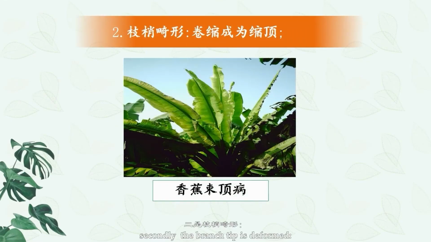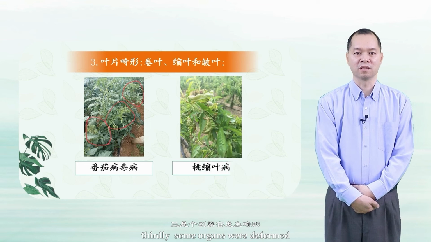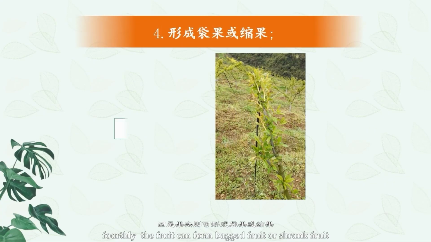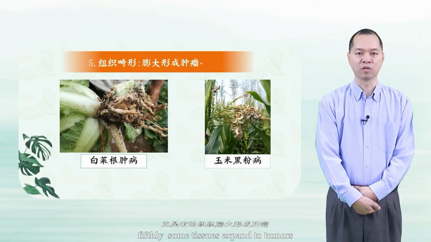Secondly, the branch tip is deformed, and the leaf curls up to become a shrunken top. Thirdly, some organs are deformed, with leaves being rolled, shrunken, and wrinkled. Fourthly, the fruit can form bagged fruit or shrunk fruit. Fifthly, some tissues expand into tumors.